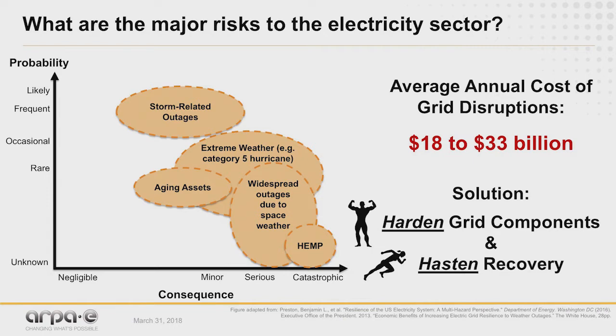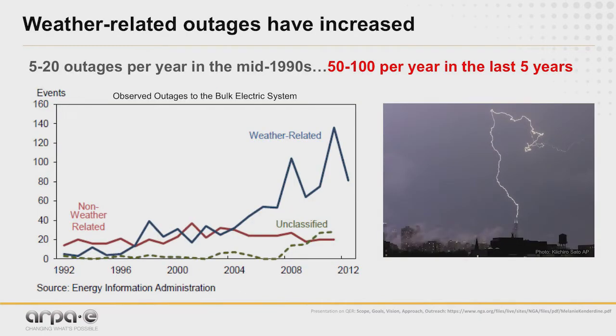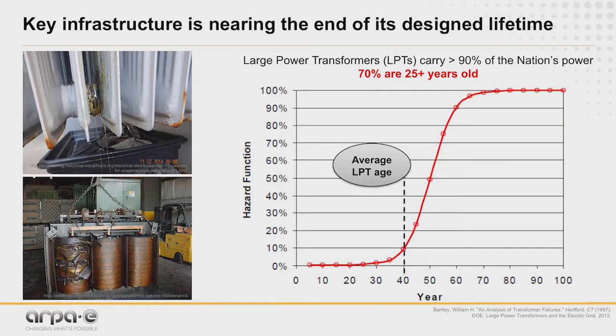So weather-related power outages have increased to 50 to 100 events per year, and this is partially due to the aging of the grid, at an annual cost of $18 to $33 billion. Large power transformers carry 90% of the nation's power, and with an average age of 40 years, they represent the biggest electric grid vulnerability to space weather and high altitude electromagnetic pulse events. The hazard function that's shown there provides motivation for the proposed program.